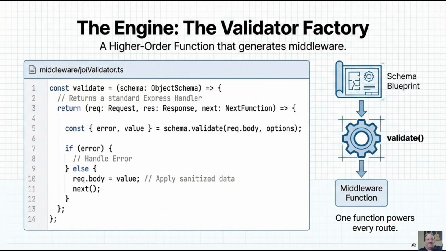So one function, right? It powers every single route in your application. You write it once and you're done. You pass in the schema. It's going to take care of everything. All right. So this is a high order function.